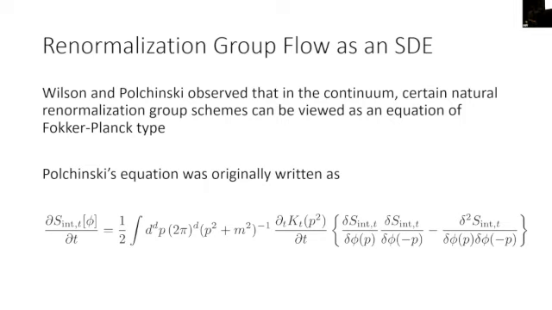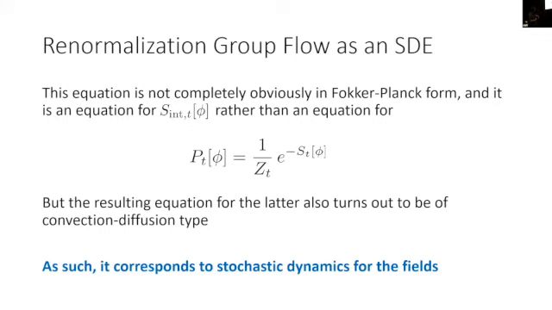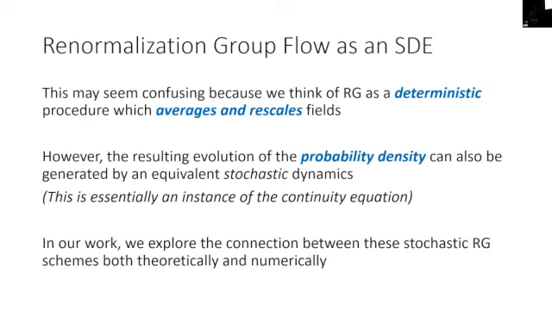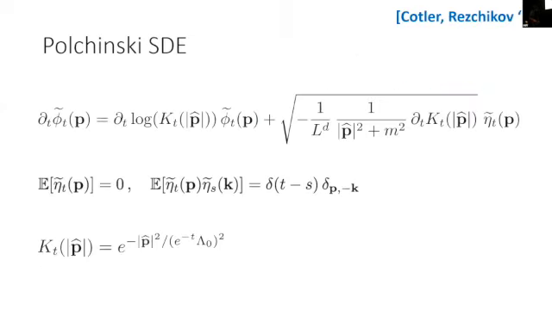That's this equation. But you can write an equation for the actual probability density, and interestingly enough, it turns out to be of convection diffusion type. And so what that means, going backwards from this previous finite dimensional argument, is that it corresponds to some kind of stochastic dynamics for your field. Okay, so this is, by the way, what the stochastic dynamics for your field looks like.